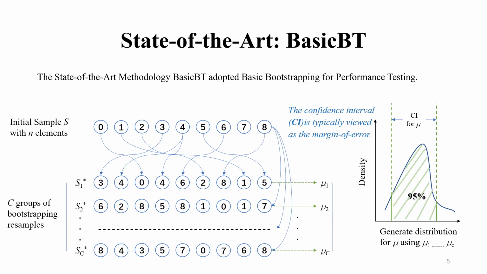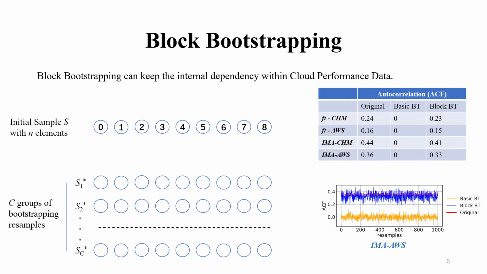To demonstrate that basic bootstrapping cannot keep the internal data dependency, we calculate the autocorrelation of basic BT as well as the original data. We can see from the table that the autocorrelation of basic BT is different from the autocorrelation of the original data, and 0 ACF scores mean basic BT failed to keep any internal data dependency.